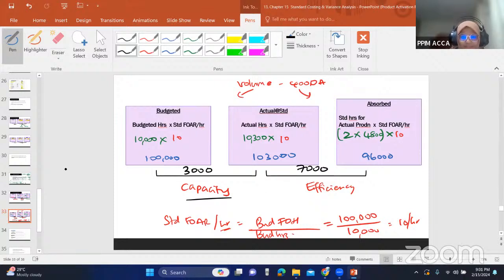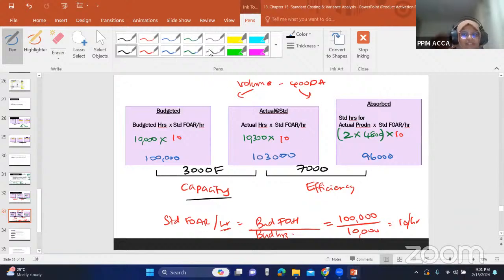So look here. We told them to work for 10,000 hours. They have worked for 10,300 happily. That's always a good thing. Meaning, in a case of emergency, our workers are willing to work overtime. So the capacity variance is favorable because they have worked longer than what we asked them to.